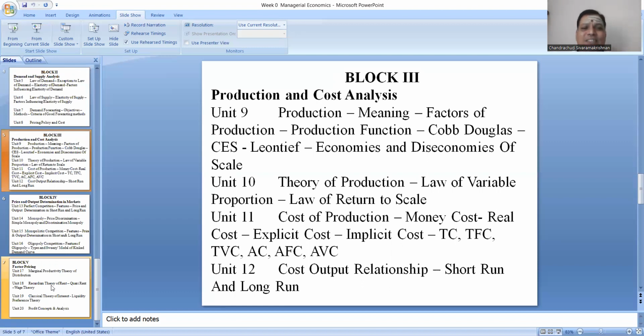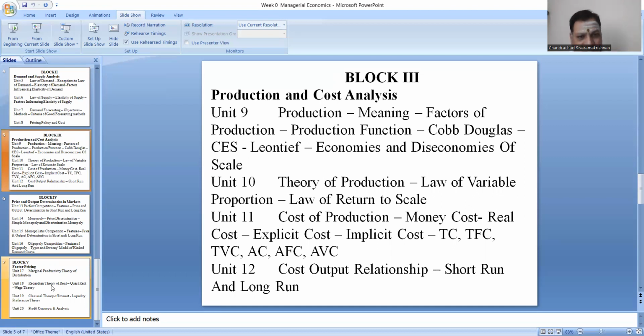Unit 9 covers production analysis. In this, what we mean by production, the factors of production, how to construct the production function, and the different types of production function like Cobb-Douglas production function, CES production function, and so on. And the merits and demerits of large scale, that is, economies and diseconomies of scale. So these are the topics covered in this particular unit.